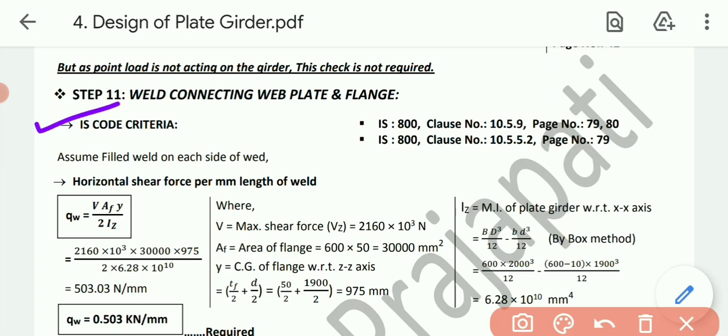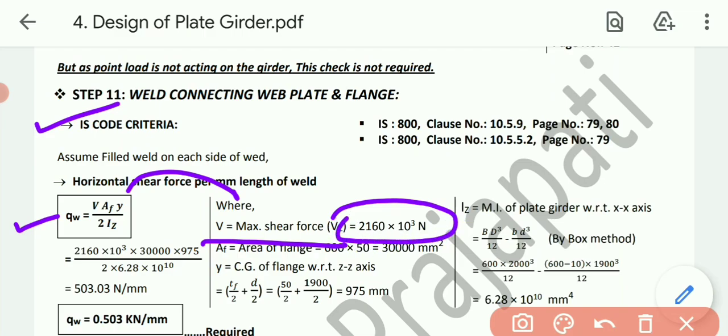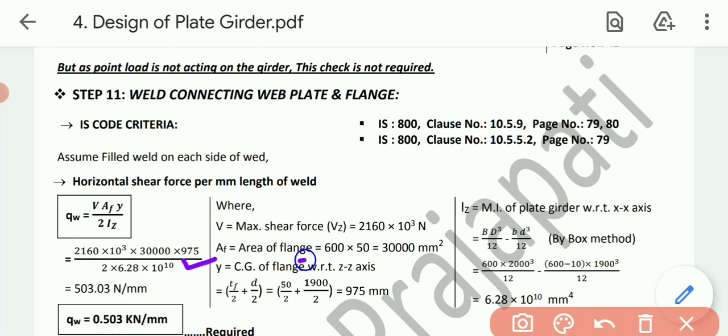So let's just calculate this one. Step number 11, weld connecting web plate and flange. For that, horizontal shear force per mm length of the web, QW equals V A F Y bar divided by twice IZ. The unknown parameter V is the maximum shear force from step number 2, 2160 kilonewton. Let's convert it into Newton. Then AF, area of flange, is 600 by 50 mm, which we have provided. Then Y bar, that is the CG with respect to the ZZ axis, always from the center of flange to the center of the plate girder, TF by 2 plus D by 2, and IZ.